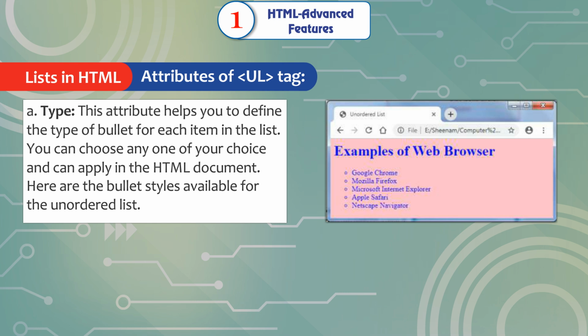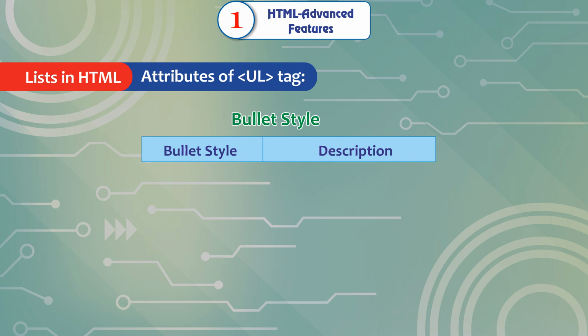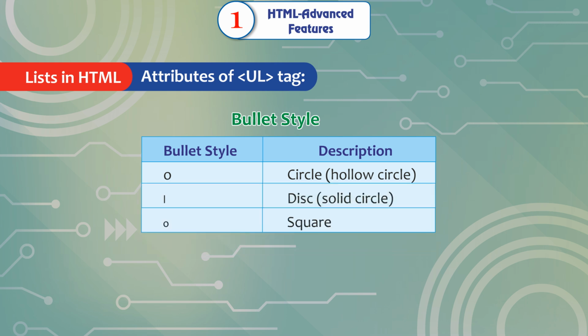Type. This attribute helps you to define the type of bullet for each item in the list. You can choose any one of your choice and apply it in the HTML document. Here are the bullet styles available for the unordered list. Bullet style. Description. Circle: hollow circle. Disc: solid circle. Square.